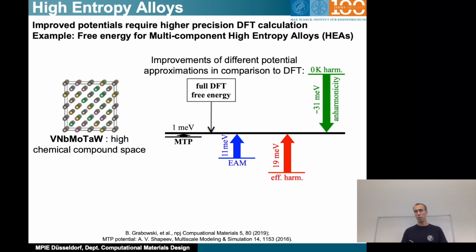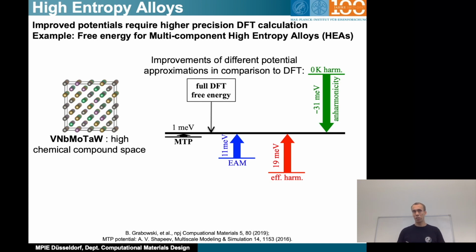But the EAM was limited when it comes to like high chemical compound space, right? So when we looked at high entropy alloys, like you see it here on the left, we really had trouble working with an EAM potential. And we learned there also about the moment tensor potentials from Alexander Shapeev, and we really like them. They are quick and very precise, and with those we can really achieve like 1 meV in precision. I'm not going to talk about the details here because Tim Miller already did this yesterday in his talk.